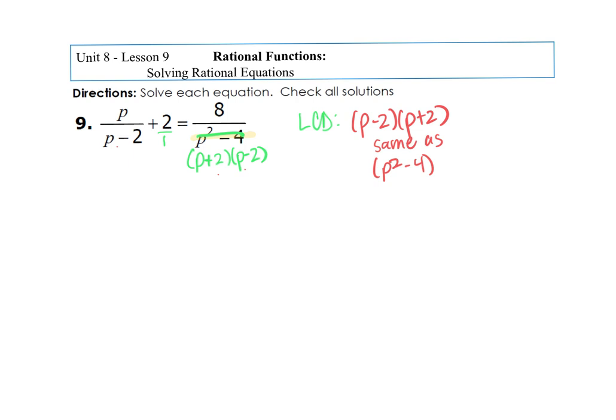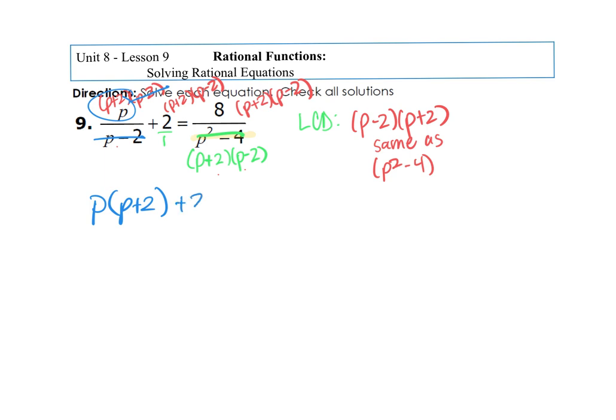Now, we're going to take that LCD again and still multiply it to each fraction. So we've got p plus 2 times p minus 2 being multiplied to each term. Now, it is kind of messy. There's just really not a super awesome, clean way to show this. But now that I've shown it being multiplied to each fraction, I'm going to cancel out the common parts. So my p minus 2's cancel out in the first fraction. I'm left with a p times p plus 2.